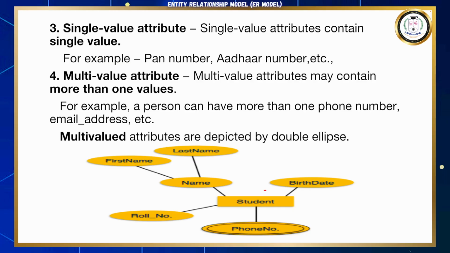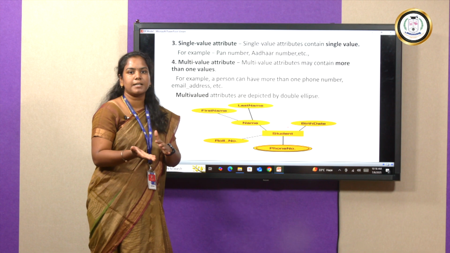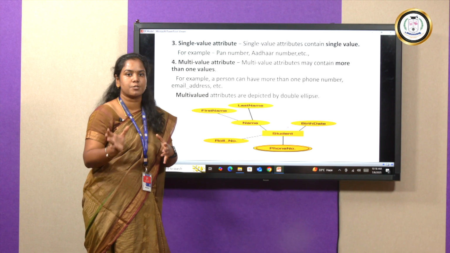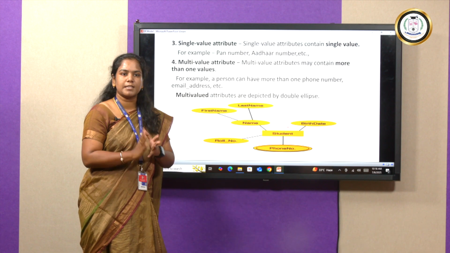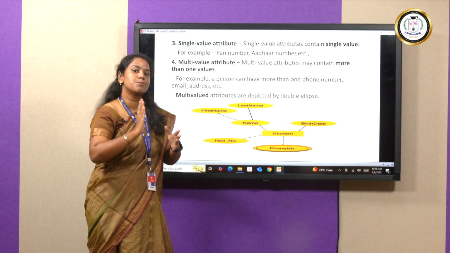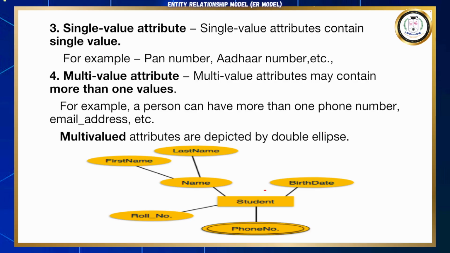Next one is multi-value attribute. For example, a person can hold more than one phone number, more than one email address; that comes under multi-value attributes. Multi-value attributes are attributes which hold more than one value, for example, phone number, email address, etc. Multi-valued attributes are depicted by the symbol of a double ellipse.